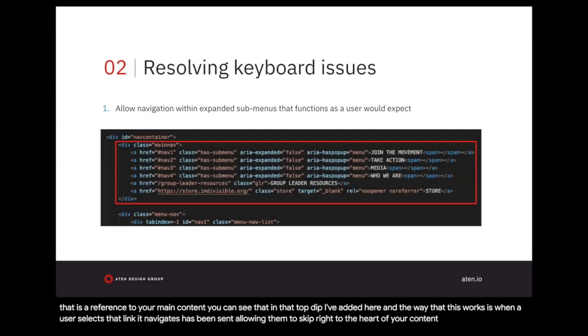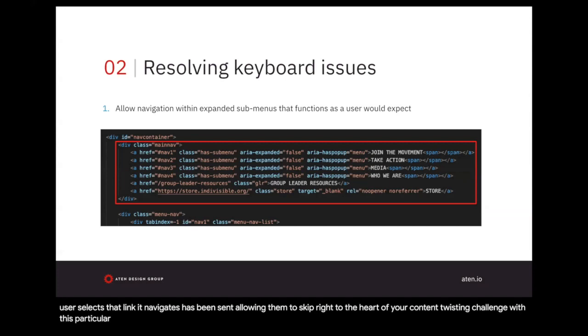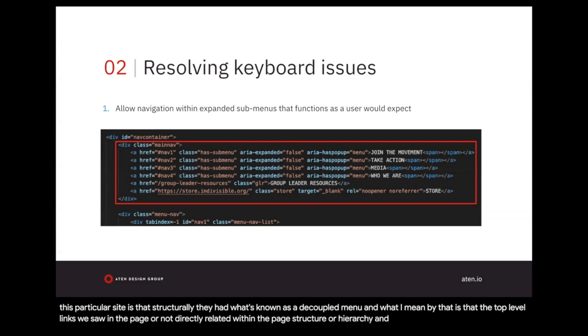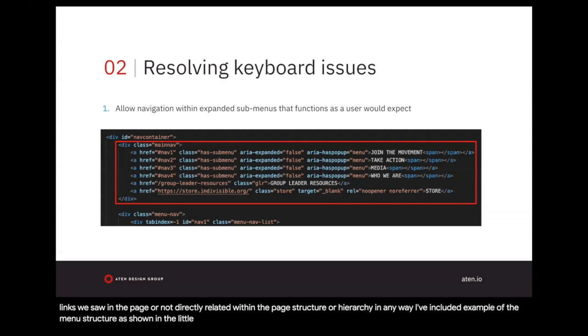An interesting challenge with this particular site is that structurally they had what's known as a decoupled menu. And what I mean by that is that the top level links we saw on the page were not directly related within the page structure or hierarchy in any way. I've included an example of the menu structure as shown in the little red box up here, that the main navigation div closes and it has no sub elements within its structure. It's just a bunch of links.